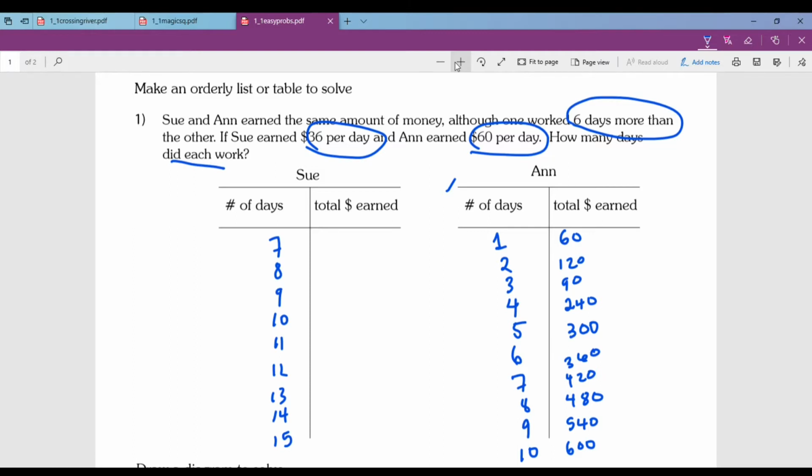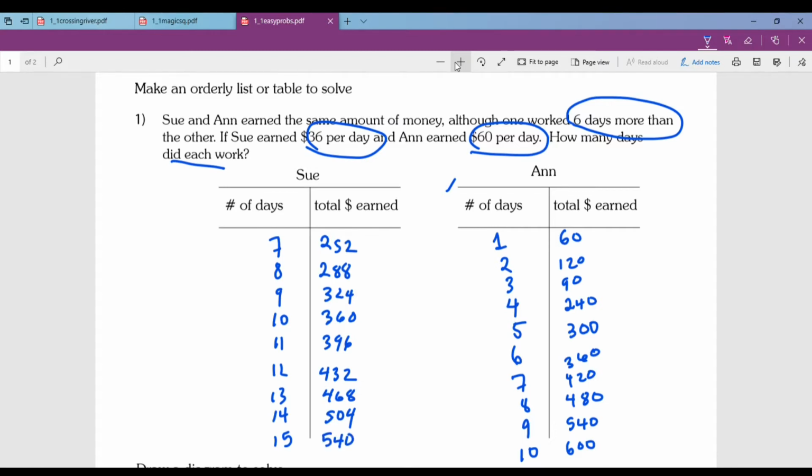And this could be a tedious process, but we know for sure we're going to eventually get to the correct answer. And so now let's multiply 7 times 36 to figure out the total amount of money earned, 8 times 36, and we'll continue the process. So double check with me that you got the same numbers and try it on your own.